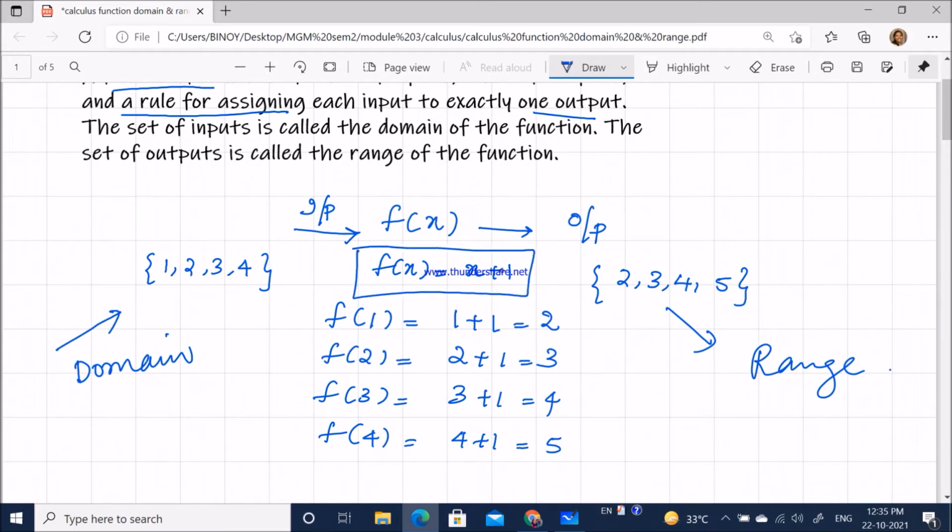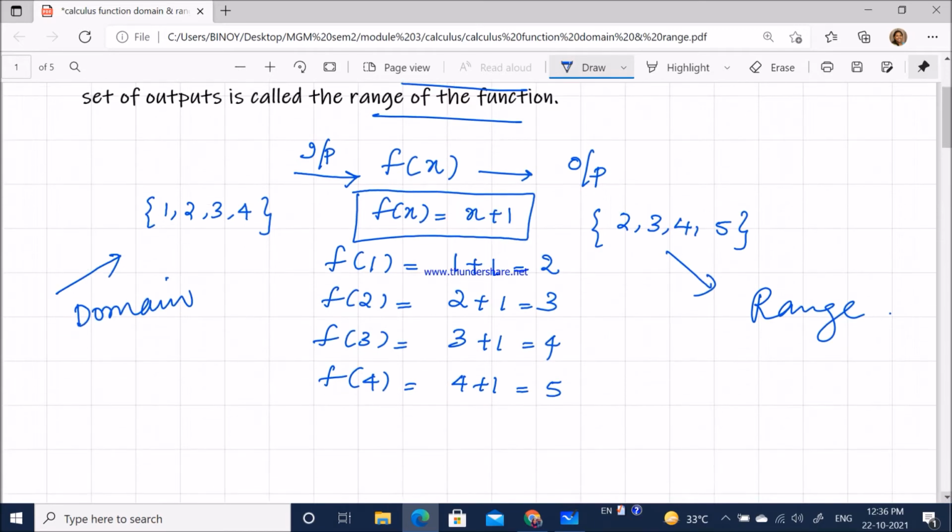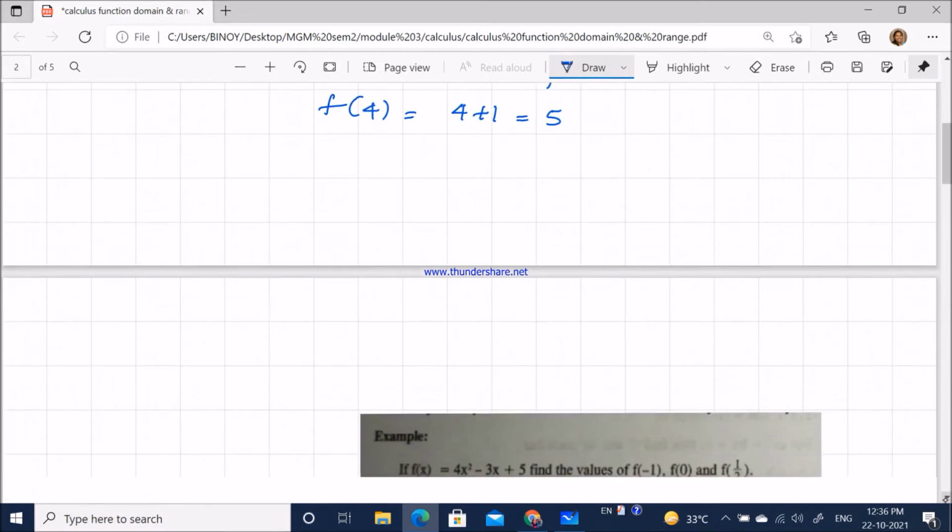and the corresponding function f of x has a rule which is x plus 1. Okay, so a function f consists of a set of inputs, that is 1, 2, 3, and we got a set of outputs, that is 2, 3, 4, by assigning a particular rule, that is x plus 1. So the set of inputs is called the domain of the function and the obtained output is called the range of the function. So set of all inputs are called domain and set of all outputs are called range of the function.